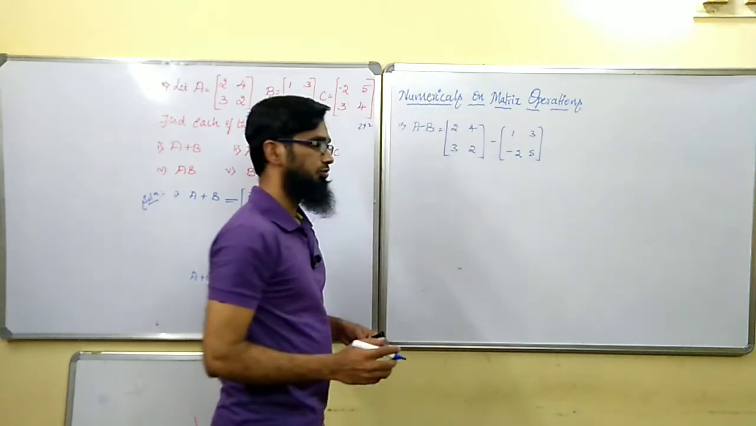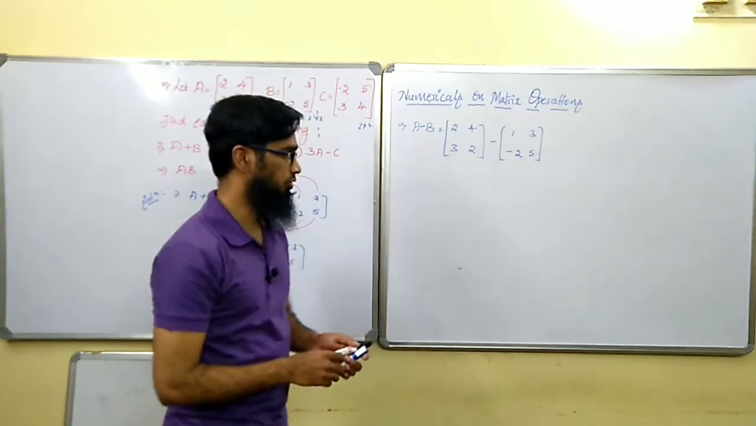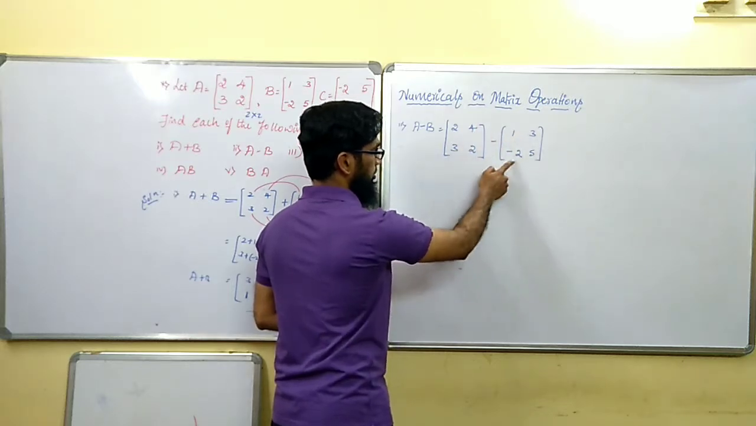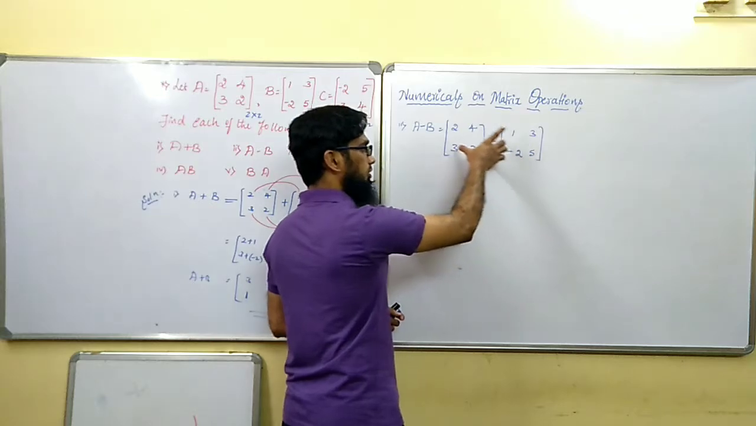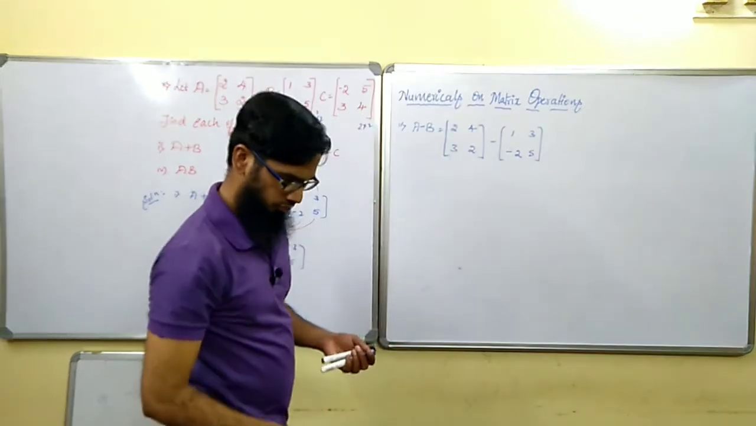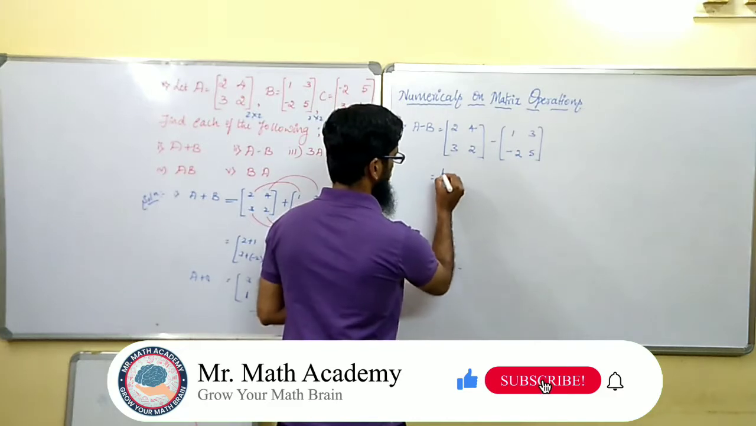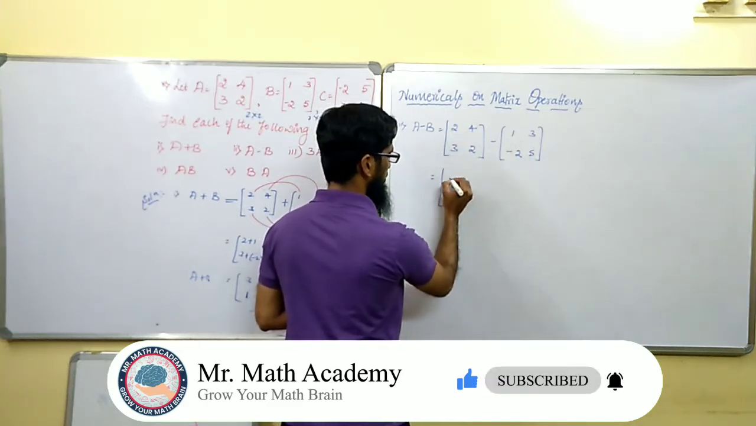So here also we have to follow the same procedure, meaning we have to subtract the corresponding elements. So 2 with 1, 4 with 3, 3 with -2, and 2 with 5. We have to subtract the elements of B from the matrix A. Okay, so I'll go like this. We need to subtract the elements of B from matrix A.